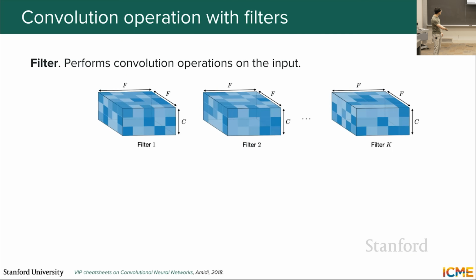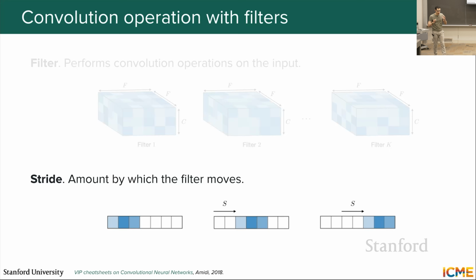So in particular, those filters, they're 3D. They have a dimension of f times f times c, which is the same c as the number of channels from the input. And we typically have k such filters. And then the number of steps by which we move the filter is called the stride. So that's also a terminology you should have in mind.